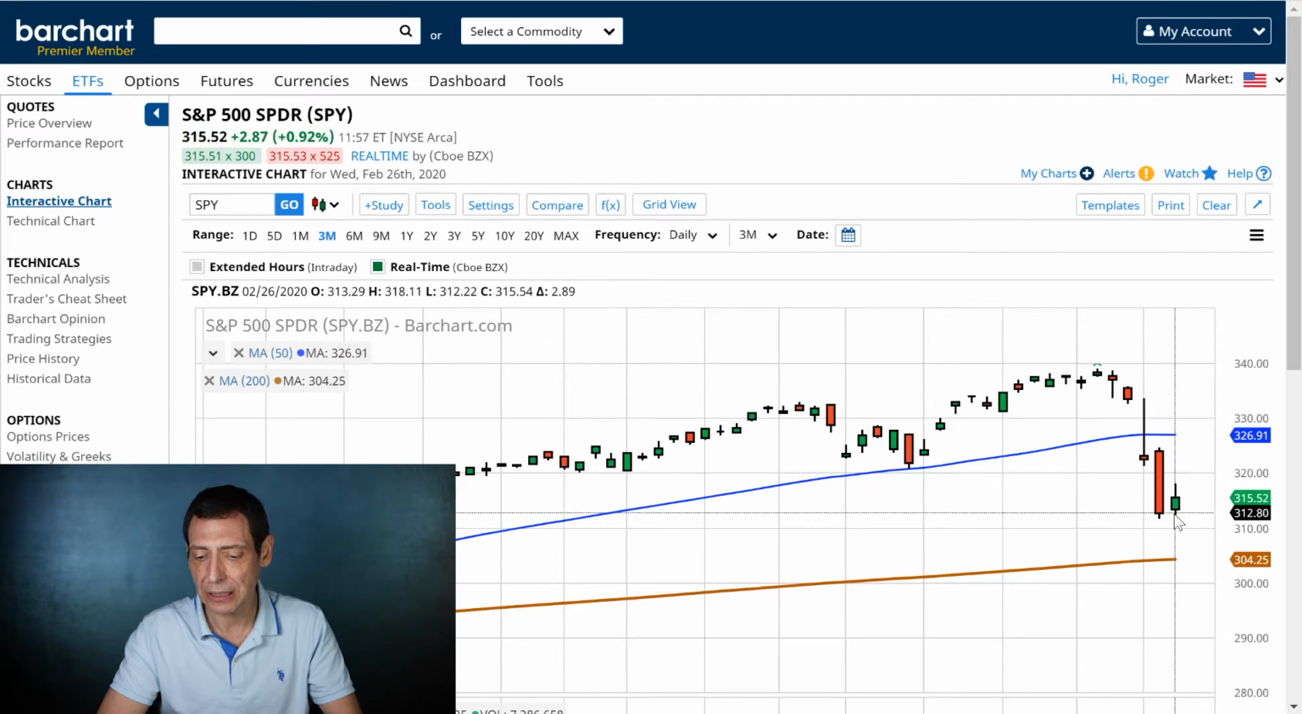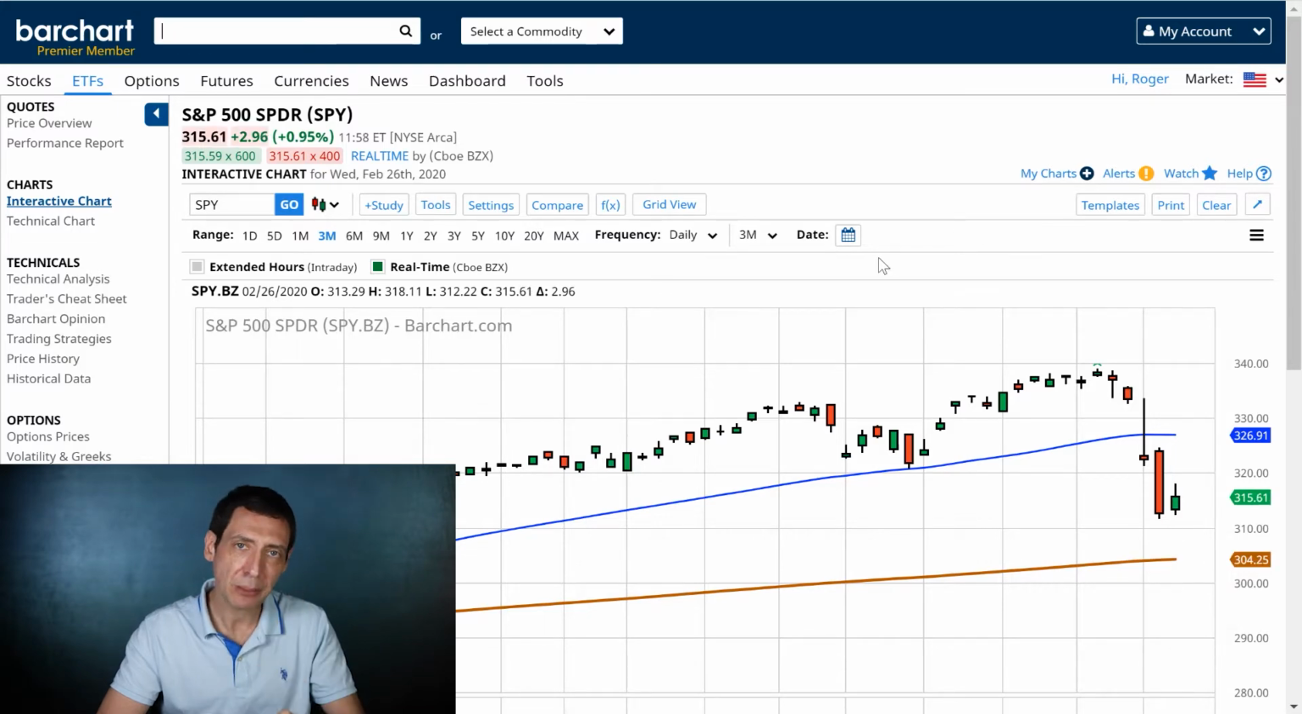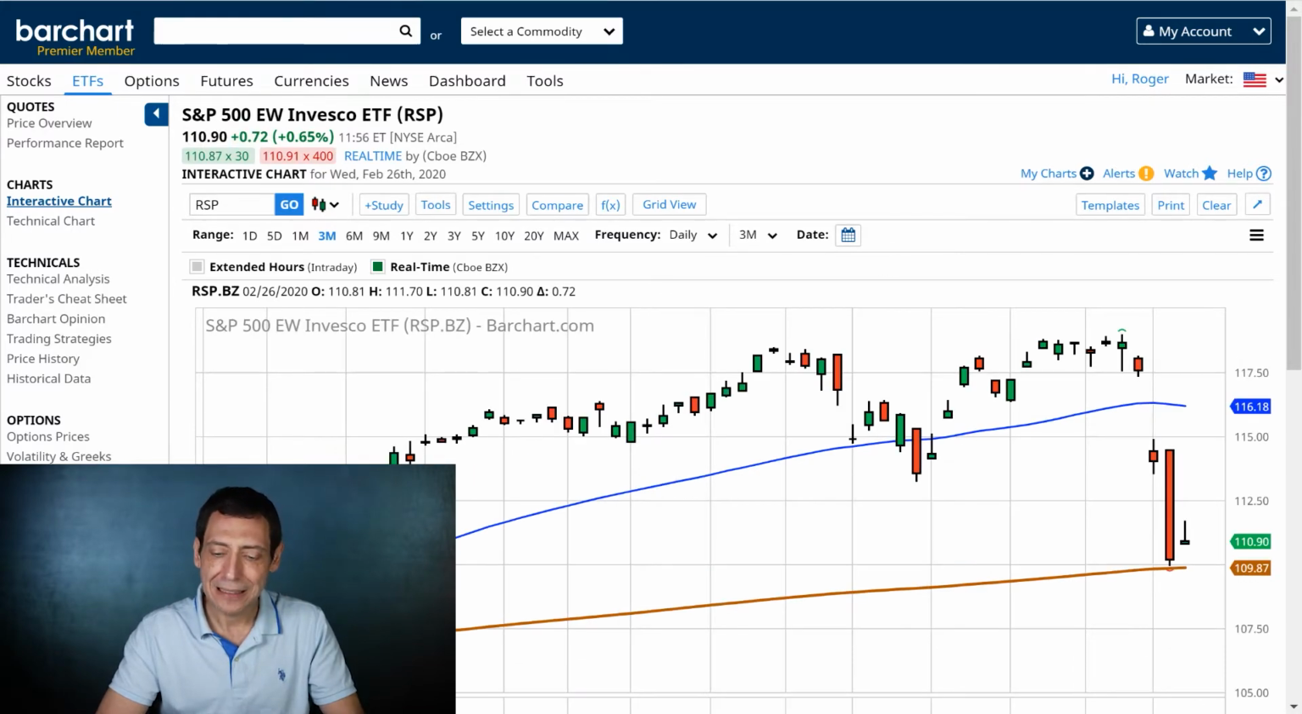The S&P 500 is trading near 312. The 200-day moving average is at 304.52. But let me show you something interesting. This is the non-capitalization weighted S&P 500.